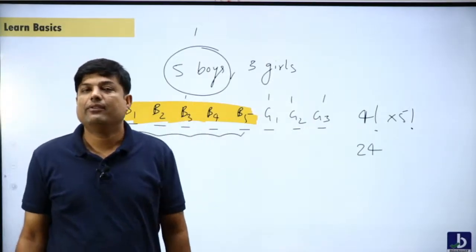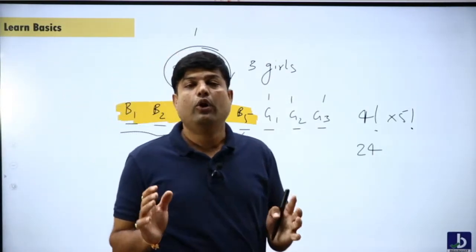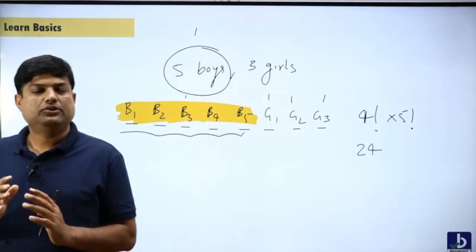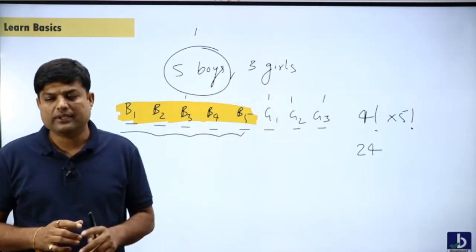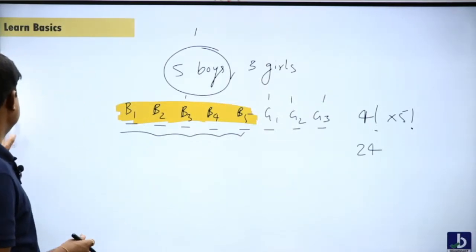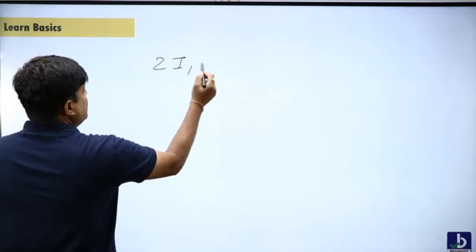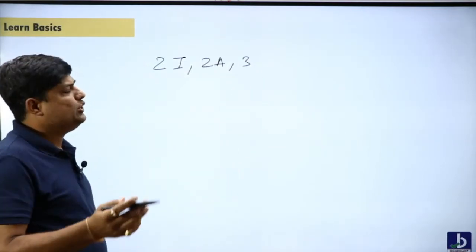Are you understanding, everybody? So this is what we call the concept of vowels together, boys together, Indians together. That's the concept. There is nothing new here. For example, let's try to move focus. Suppose I told you there are 2 Indians, 2 Americans, and 3 Europeans.